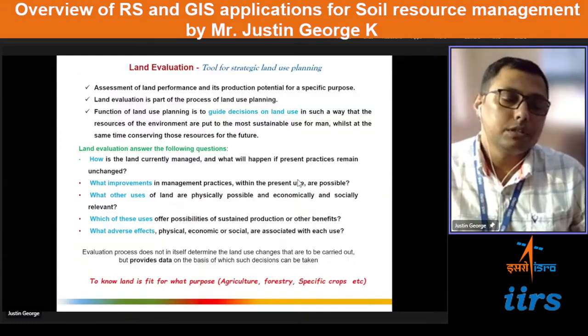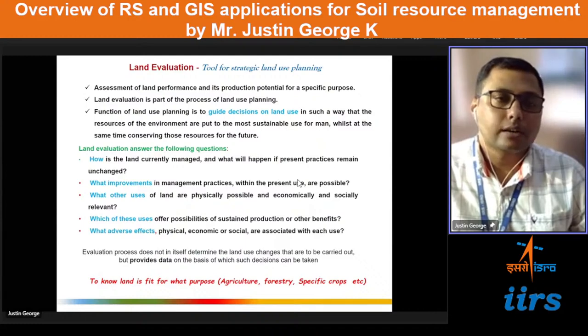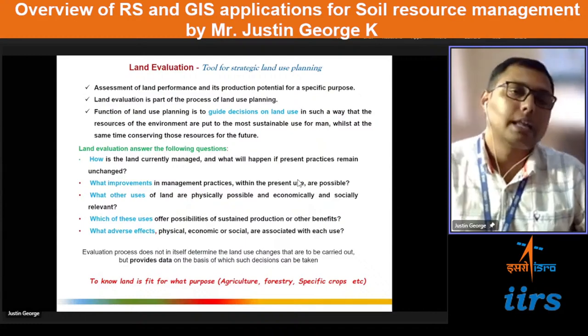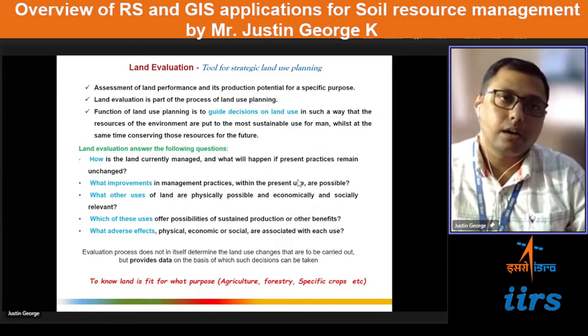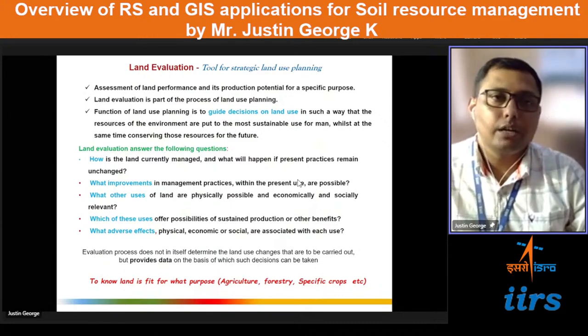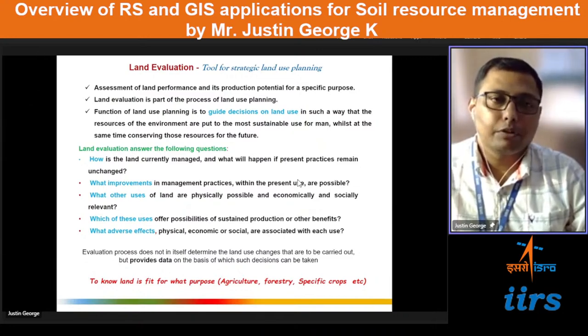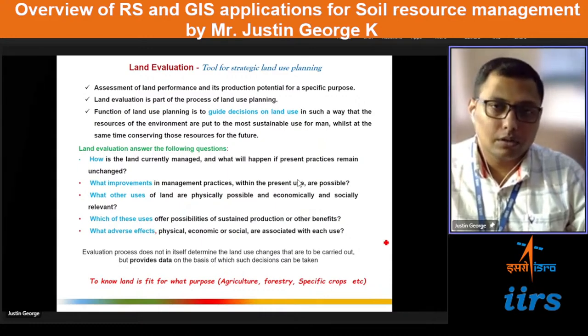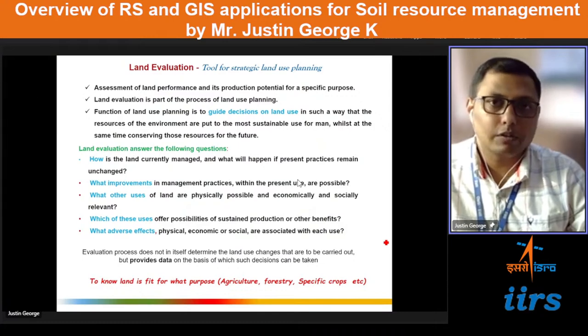Another important aspect in which remote sensing as well as the various geospatial technology has been widely used in agriculture as well as soil studies is land evaluation, which is widely used as a tool for strategic land use planning. So land evaluation is nothing but assessing the land performance and its production potential for a specific purpose, whether that particular land is suitable for a particular crop or not. Even if it is suitable, up to what extent it is suitable, whether it is highly suitable, moderately suitable, such type of comparisons we can do for a spatial area.